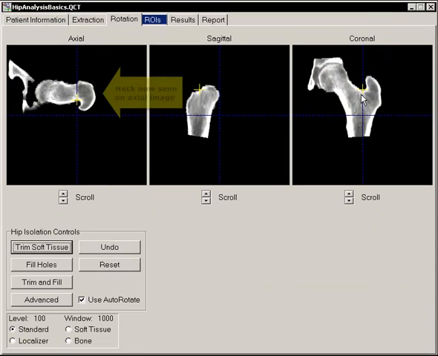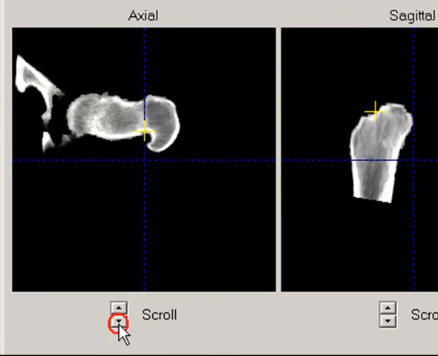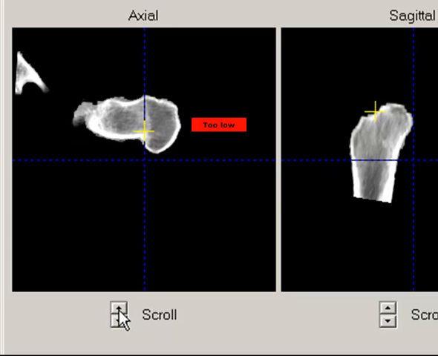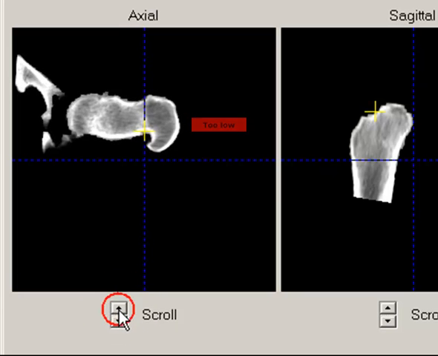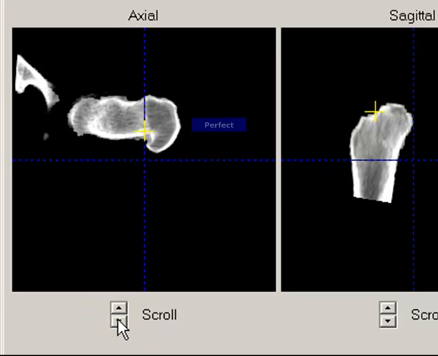A view through the neck is now displayed on the axial image. Let's scroll up and down to get a sense of the ideal level to assess rotation. This is a little too low. This is a little too high. This is just right. We have the maximum view of the femoral neck.